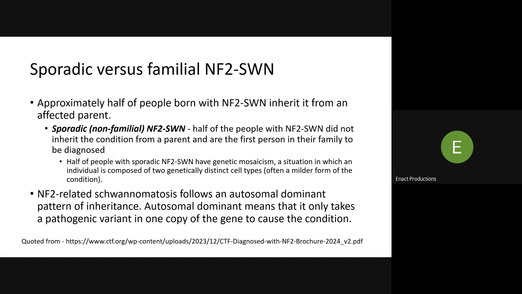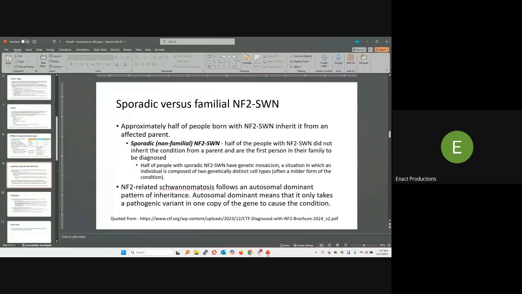You have different mutations in different physical parts of your body. And so, for example, you could have that mosaicism in the area of the vestibular canal. Maybe you have some of that NF2 mutation on one part of your body, but not the other side, for example. And so that's half of people with sporadic have that. Go ahead, Anushka.